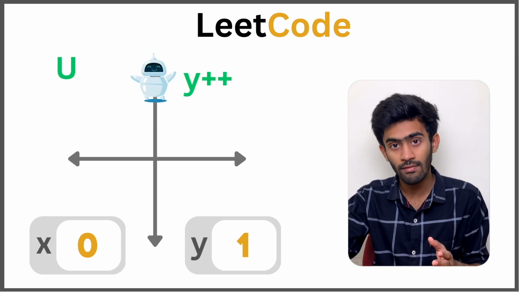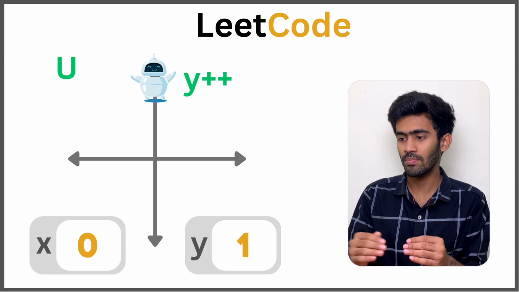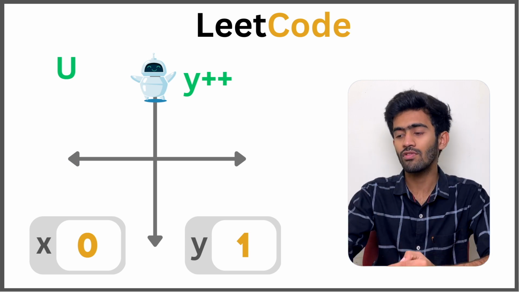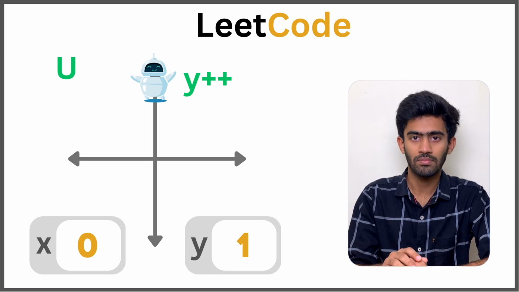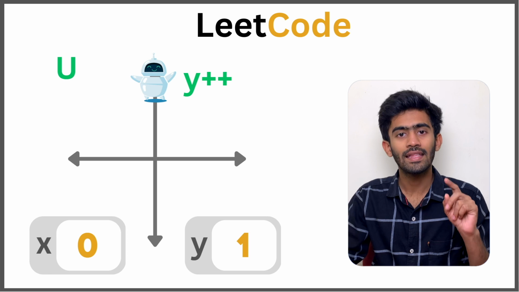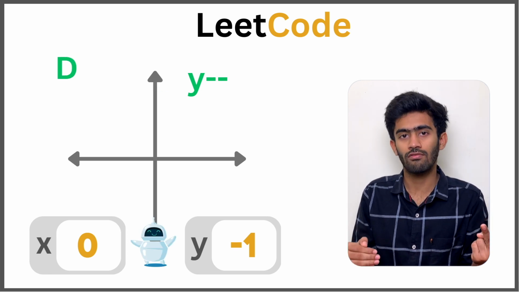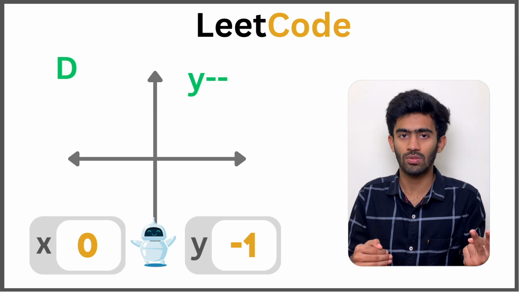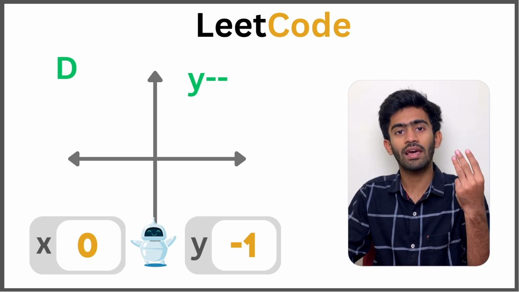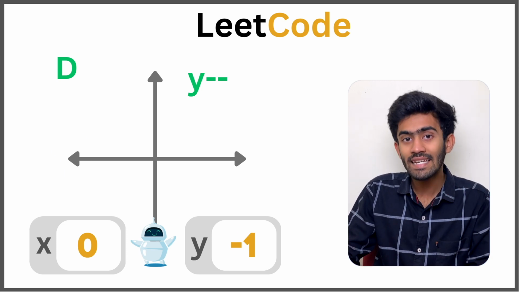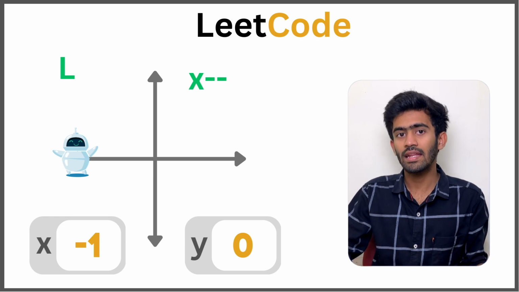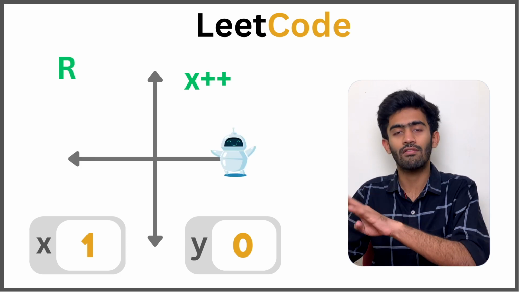So, we are going to traverse this string, and if it were an up, we would increment the value of y. Second, if it were a down or D, we would decrement the value of y. So, y would become minus 1, right? If it were left, we would decrement the value of x, and if it were a right, we would increment the value of x.